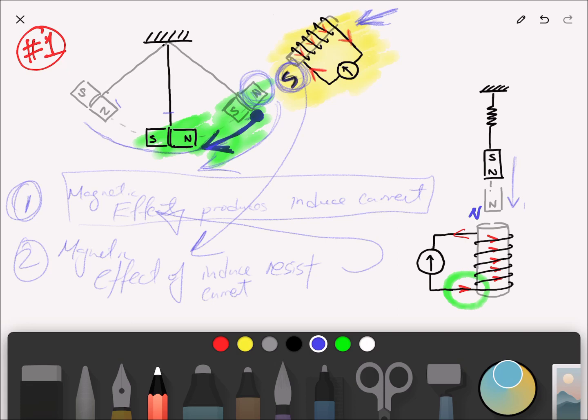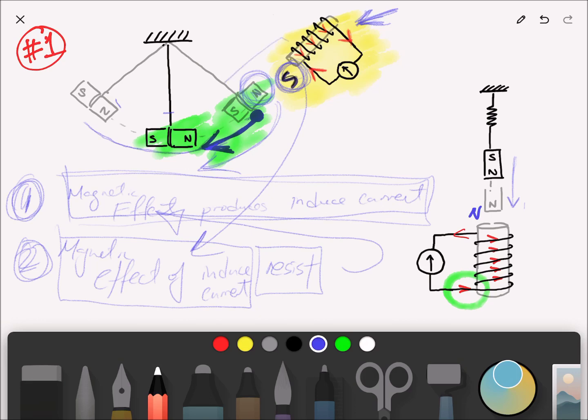If you open up your textbook and look at the definition of Lenz's law, you will see that the way they phrase it is: Lenz's law states that the magnetic effect of the induced current would resist the magnetic effect that produces the induced current. So magnetic effect number 2 and magnetic effect number 1 are different. This is just to highlight to you.